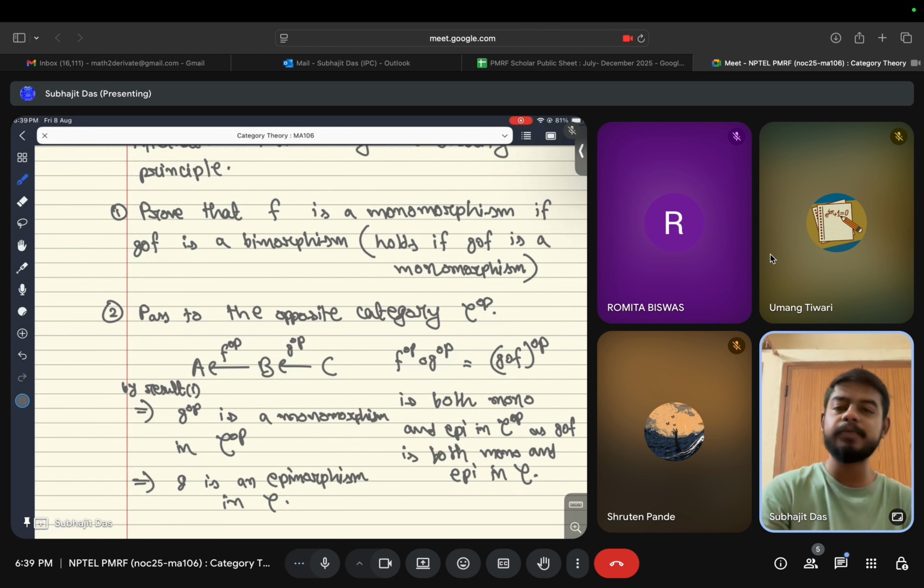So the idea is we didn't need to prove the result for epimorphisms. It was automatic from the result for monomorphisms, right? And that is the power of the duality principle. That is the power of taking the opposite category.